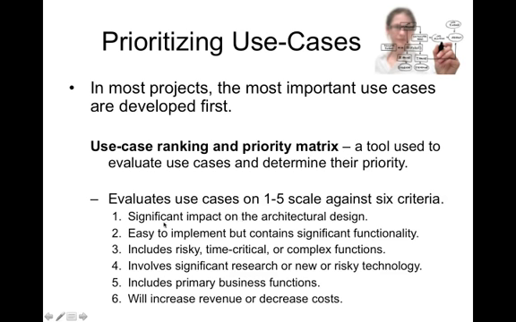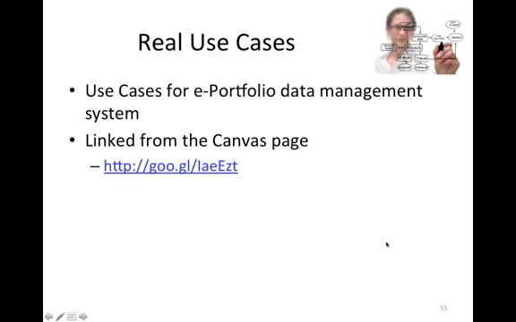This is a really significant use case. It impacts our whole design. This is easy to implement and contains significant functionality. This is a risky, time-critical, or complex function. This one we don't really know that much about. We have to do a lot of research on it. This is a primary business function, will increase revenue or decrease costs. Right, so we want to evaluate these.